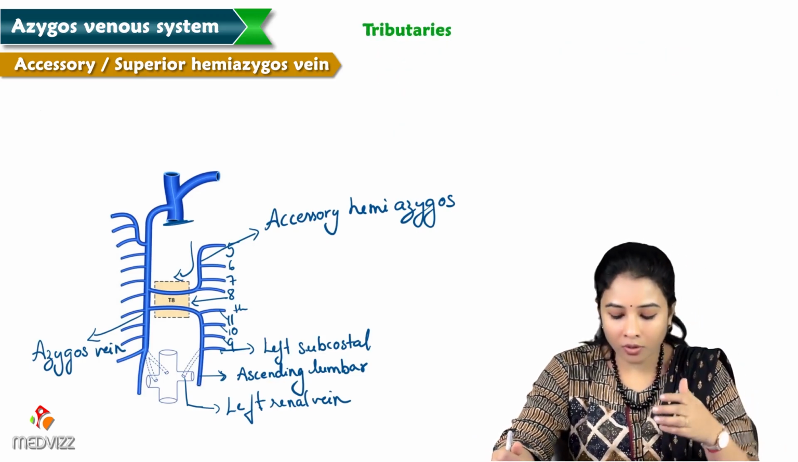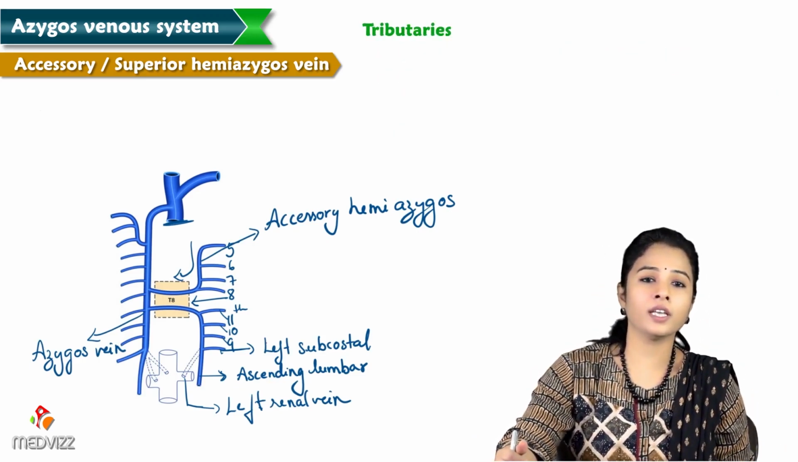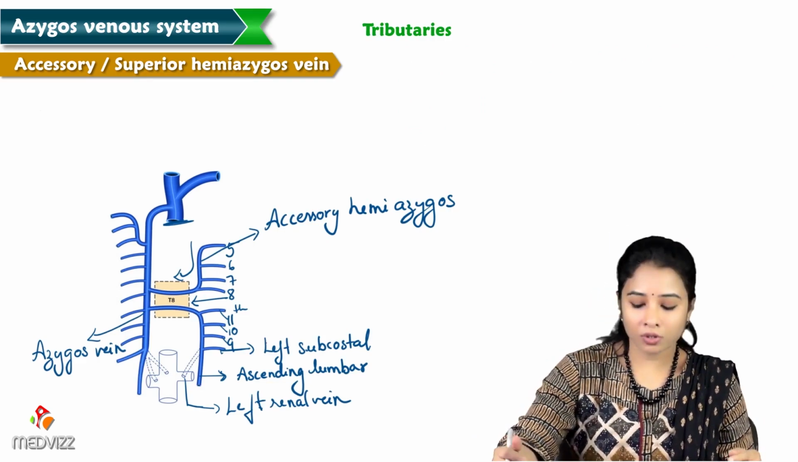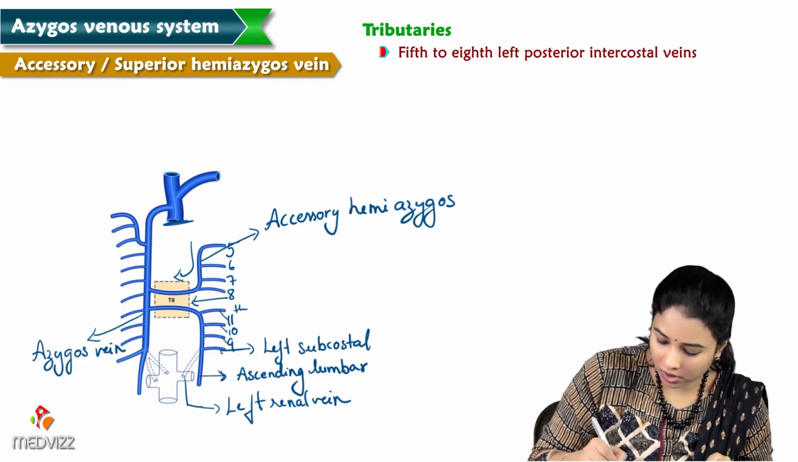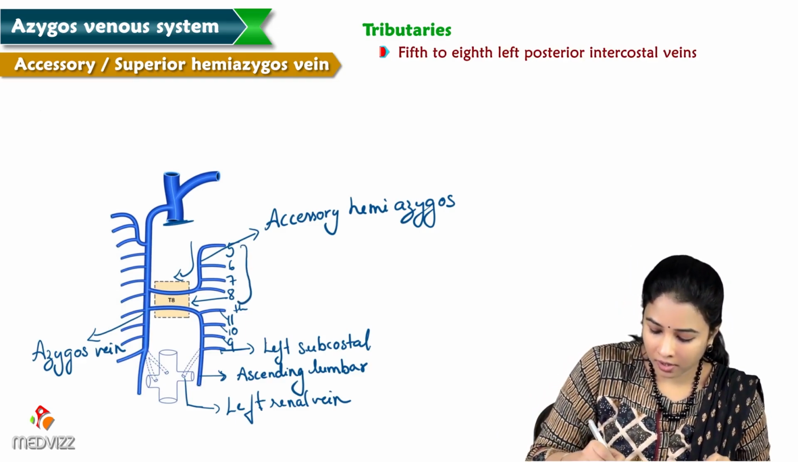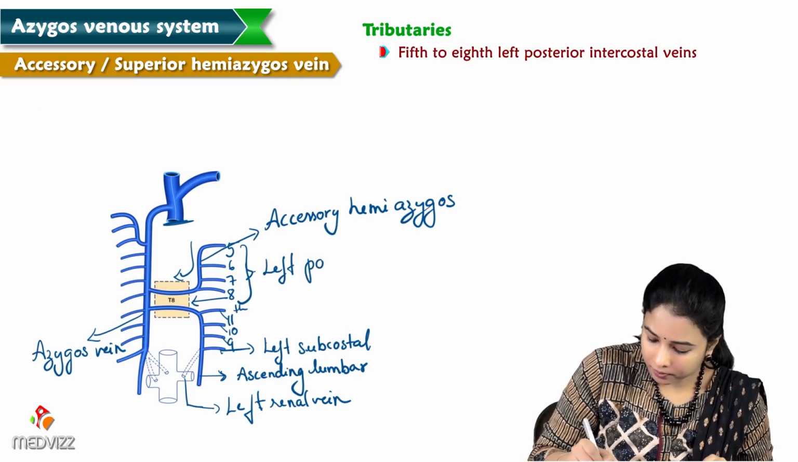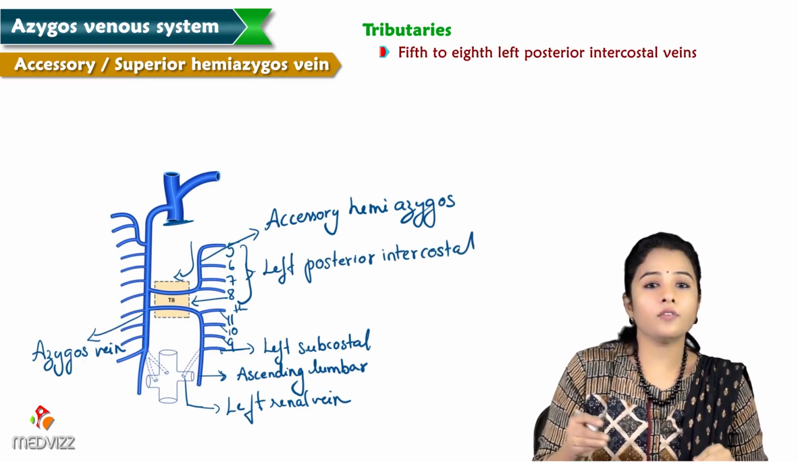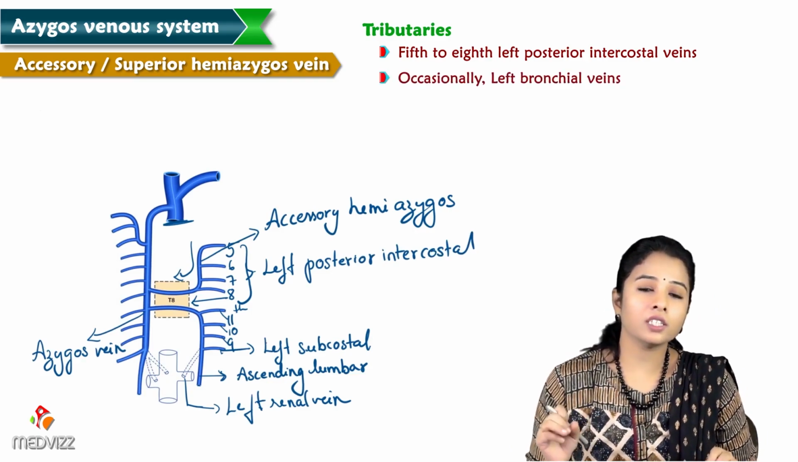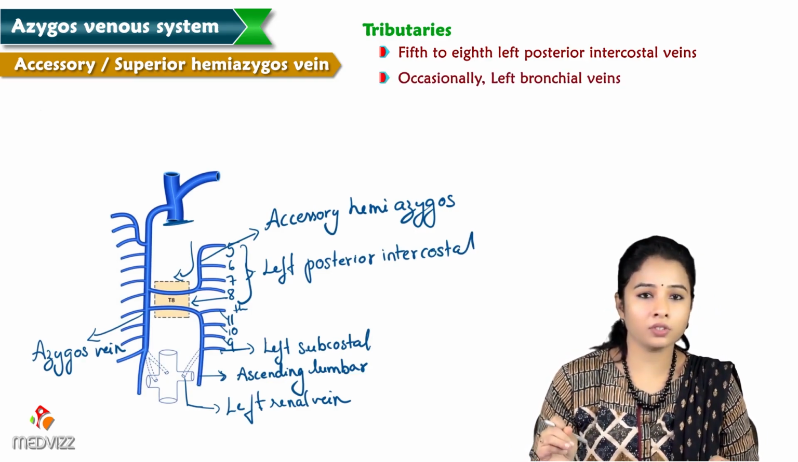So let's talk about the tributaries of the accessory hemiazygous. The tributaries are the 5th to 8th left posterior intercostal veins, and occasionally the left bronchial veins also.